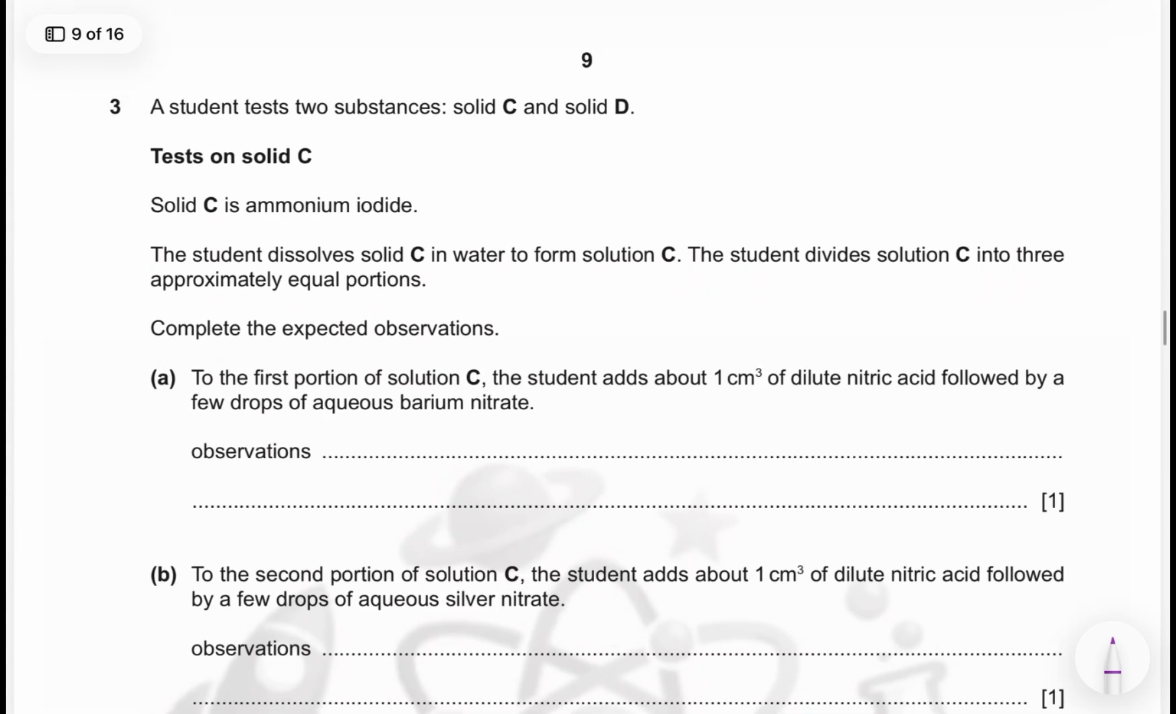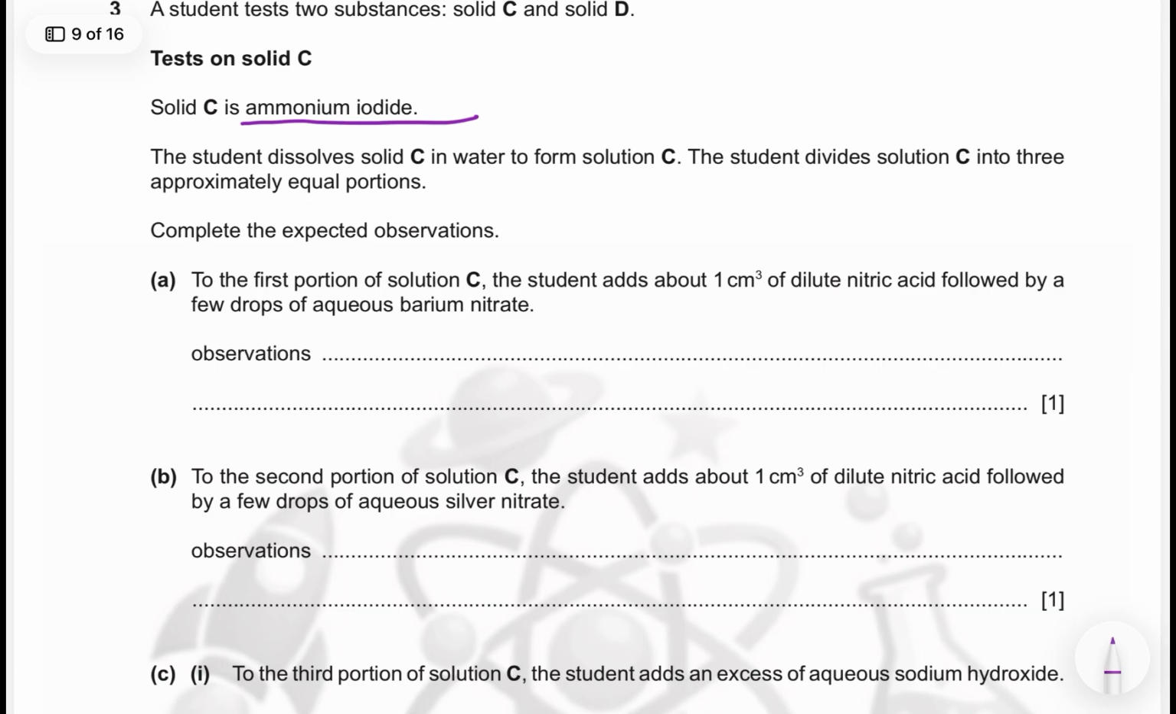Next, question 3. A student tests two substances, solid C and solid D. Solid C is ammonium iodide. So we already know the compound. Now, to the first portion of solution C, the student adds 1 centimeter cube of dilute nitric acid followed by a few drops of aqueous barium nitrate.